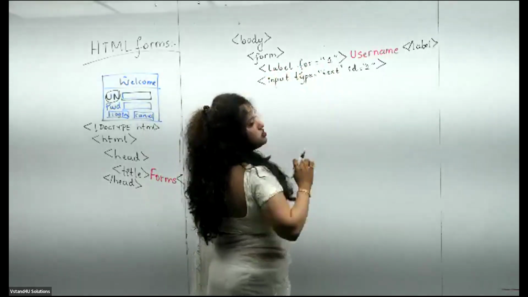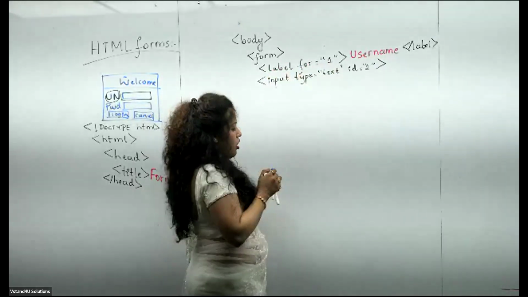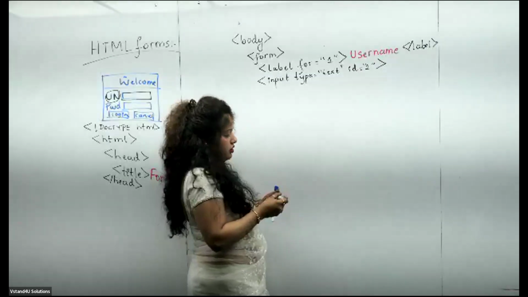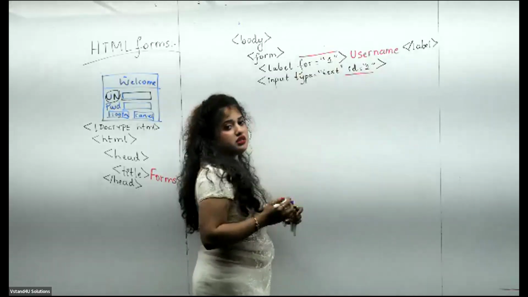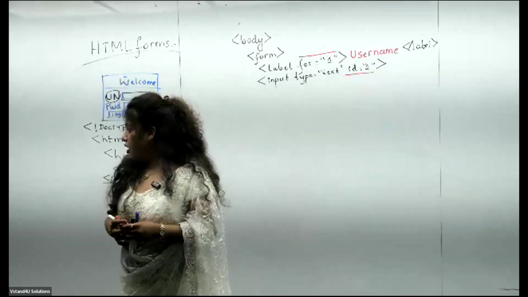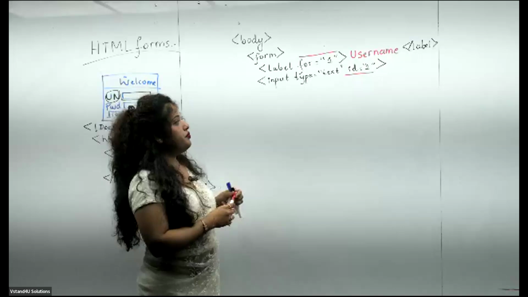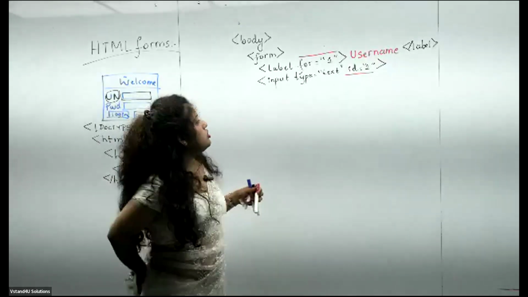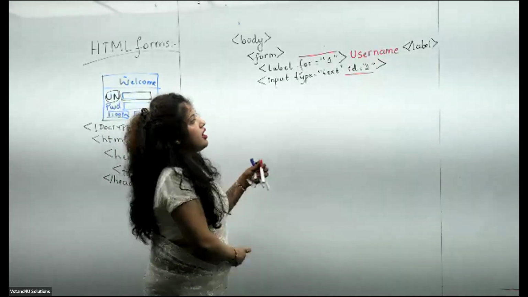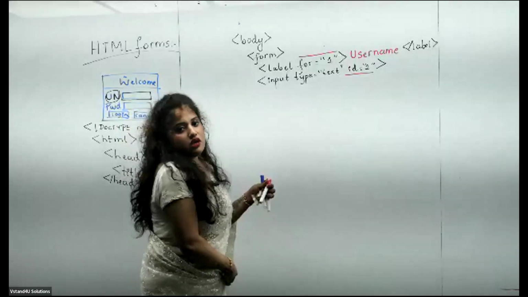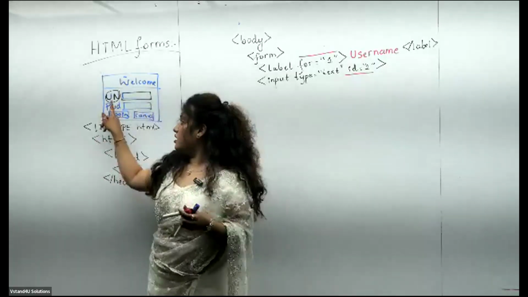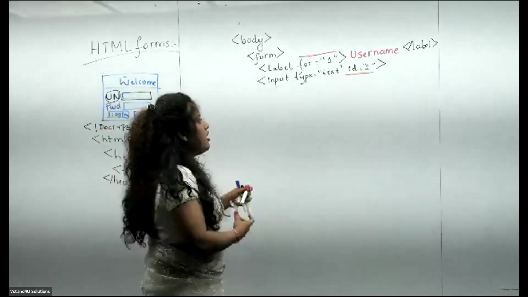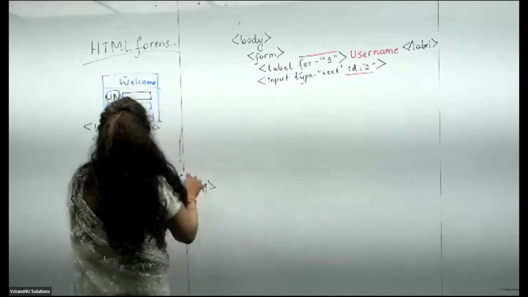For is equals to 1. Guys, keep one thing in mind. Always your for value and ID value should be the same. Okay. So now what I'll do? After that, I have to pass some content called as username. Yes or no? That is the first one which I want to create here. Username.